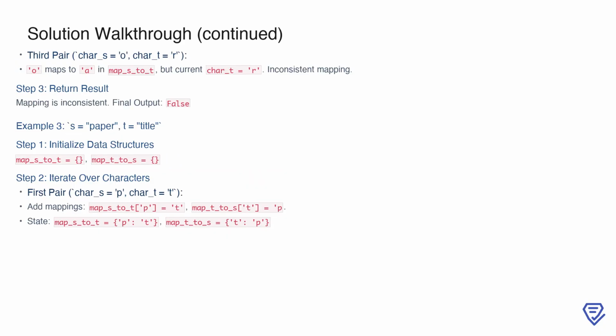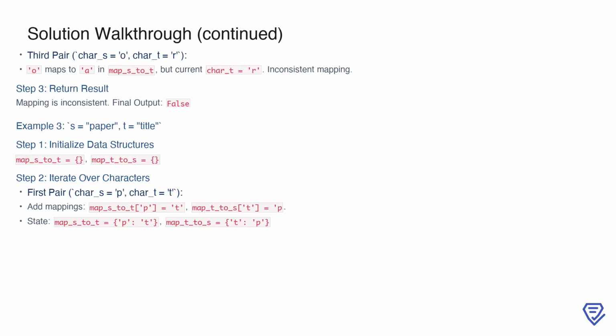Next, we encounter the third pair of characters, char_s equals o and char_t equals r. Here, we find a problem. o is already mapped to o in map_s_to_t, but the current char_t is r. This creates an inconsistent mapping, as a single character in s cannot map to two different characters in t. Because of this conflict, we determine that the strings s equals foo and t equals bar are not isomorphic. Therefore, the output for this example is false.